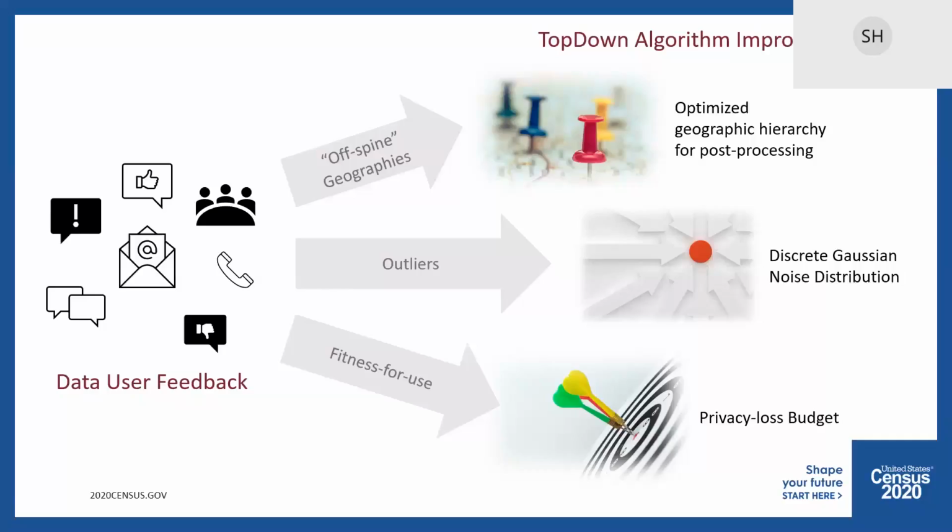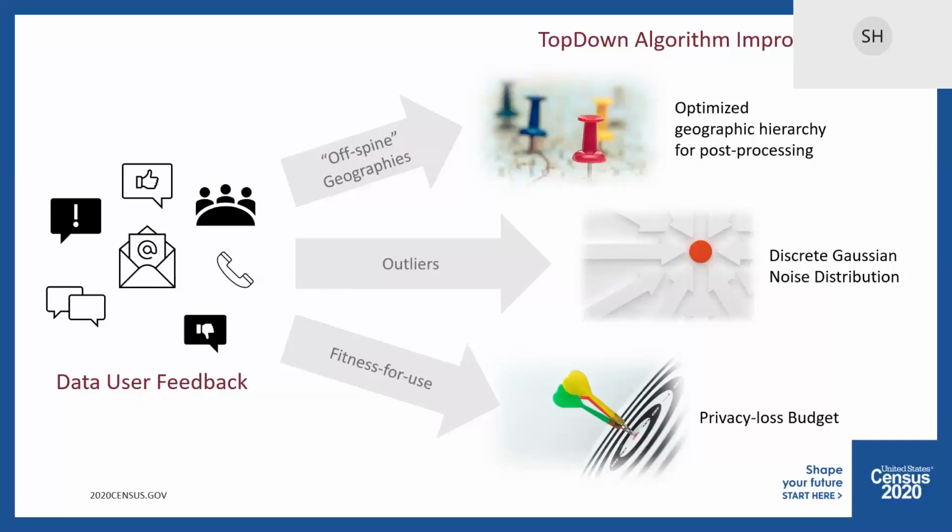Our most recent set of demonstration data that we released, we upped the privacy loss budget. We essentially tuned for fitness for use rather than tuning for privacy as we had in the past. And what this has done is it has significantly increased the overall accuracy of most of the statistics that are included in the demonstration data.